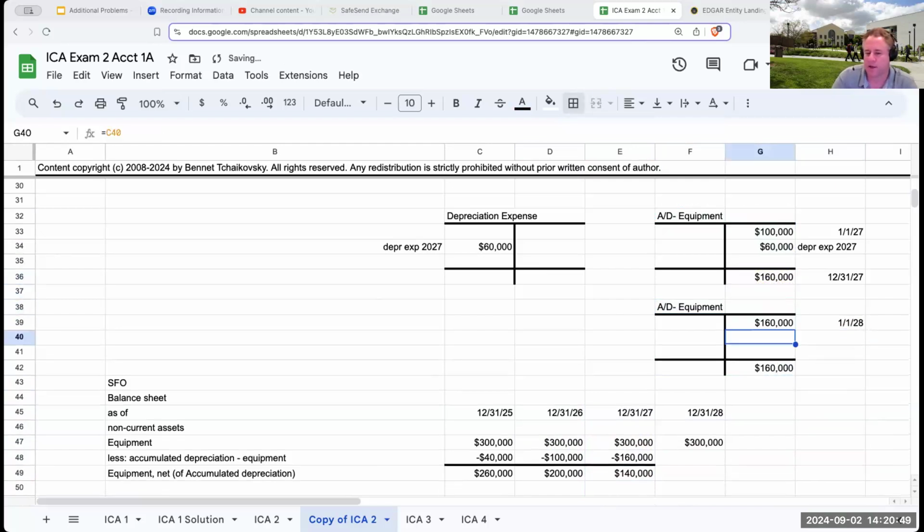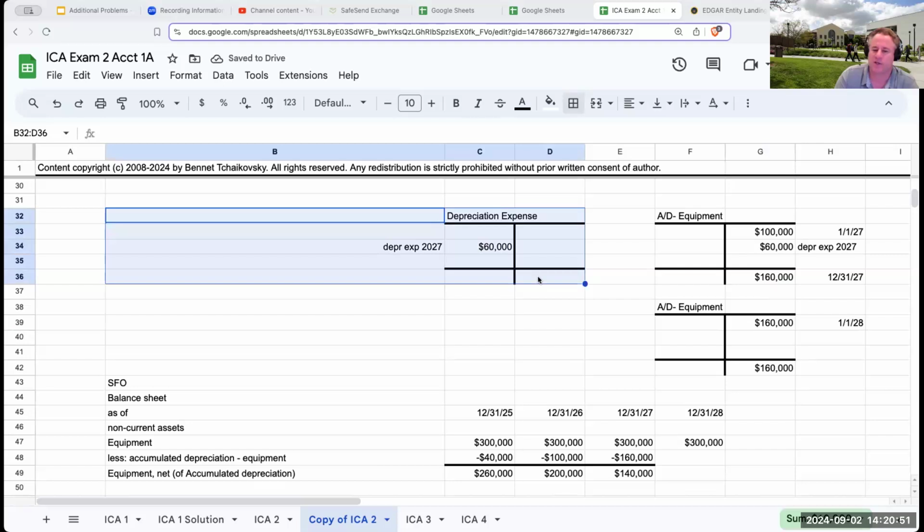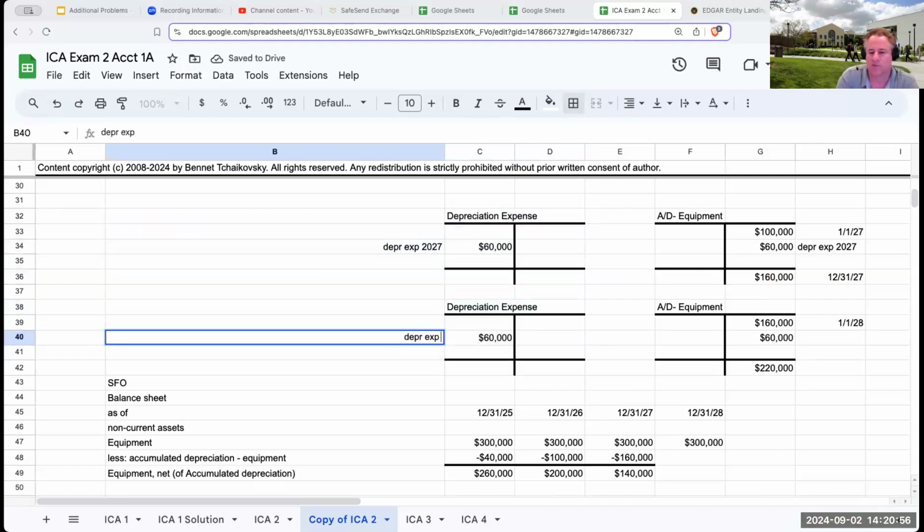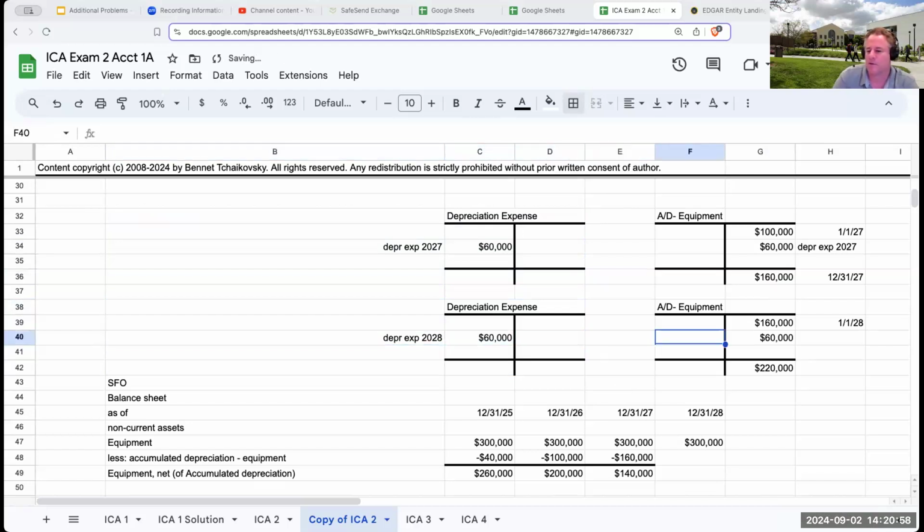This is going to be the balance here. If I recorded depreciation expense again, right? So my depreciation expense for 2028 is going to be the same thing. Now over here, my ending balance at 12/31/28 is going to be 220.